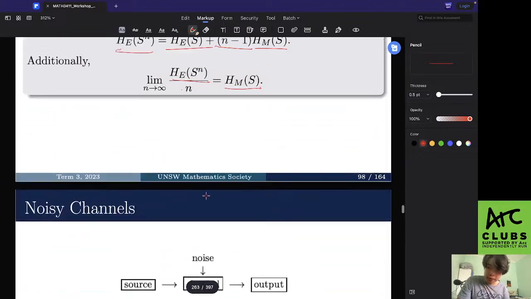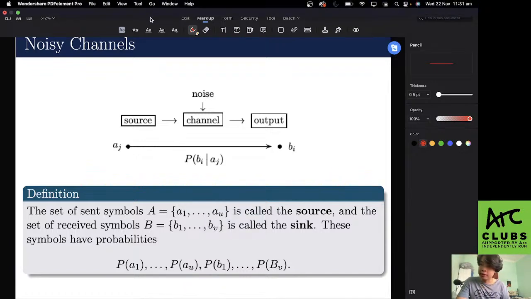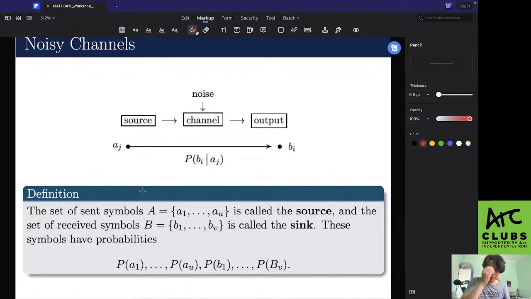So, now that we've finished everything with Markov sources, let's move on to noisy channels. And what is a noisy channel? Essentially, a noisy channel is when we have a source, which is A right here, essentially the set of all symbols that we can send over, and then we have a sink or the output. And that's the set of symbols that we can get back.